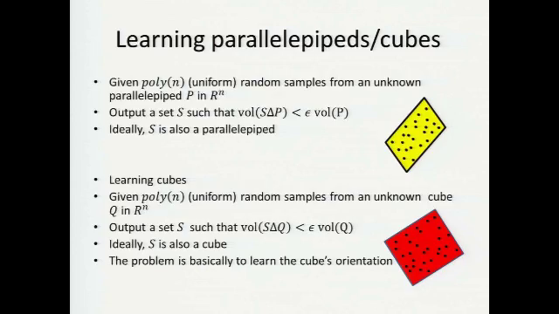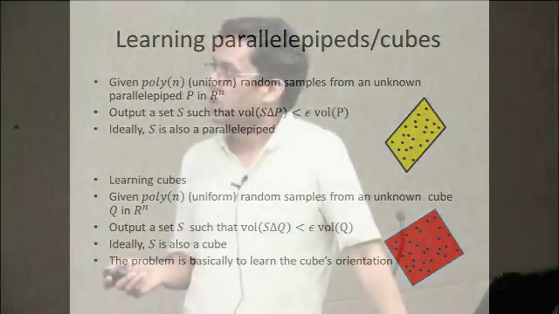Okay, so let me formally define the problem before we go ahead. So we are given a polynomial number of random samples from an unknown parallelepiped P in R^n. By parallelepiped, I mean, I didn't write the formal definition, but it's just a linear transformation of a cube, or it's an intersection of half spaces where we have two parallel half spaces for each facet. So you intuitively get the idea of what it is.